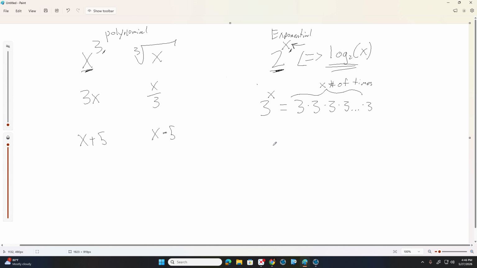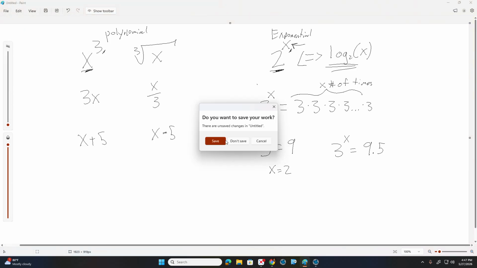Okay? So, something that you might recognize real easy, 3 to the x equals 9. Can we solve something like this? Well, a lot of you are saying, oh, well, x clearly equals 2. And you just know that 3 squared is 9. Okay? What about 3 to the x equals 9.5? It's not 2. It's maybe a little bit more than 2. What we want to do is introduce something that we know for sure undoes our exponentials. And that's actually where logarithms come in handy.